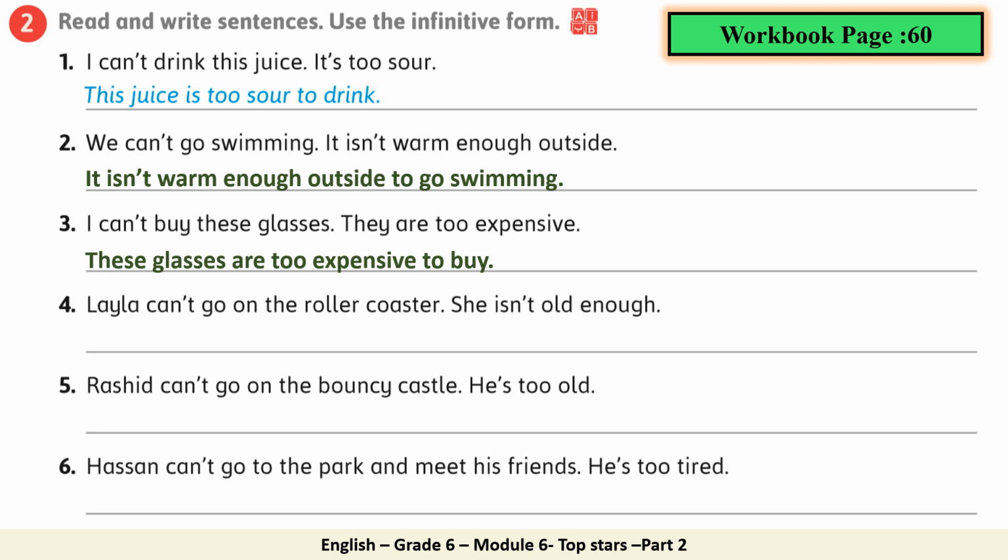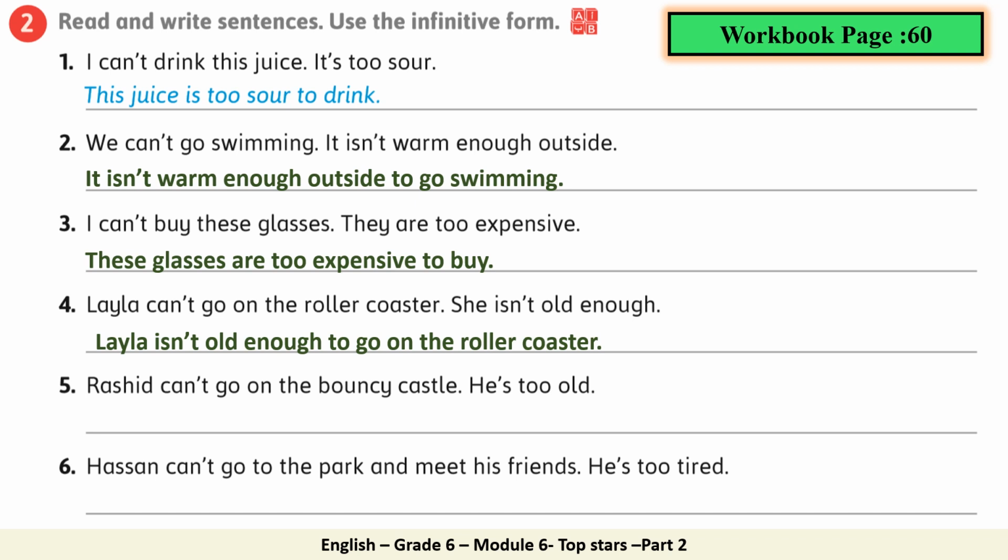Number 4, Layla can't go on the roller coaster. She isn't old enough. So we have the same thing here. We have the pronoun she in the second part. So instead of she, we put Layla. Excellent. So Layla isn't old enough. The infinitive form to go on roller coaster. Great.